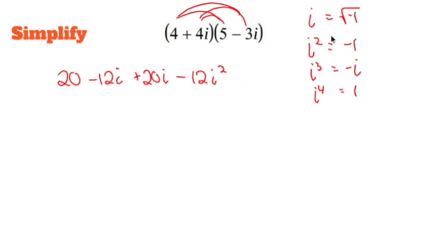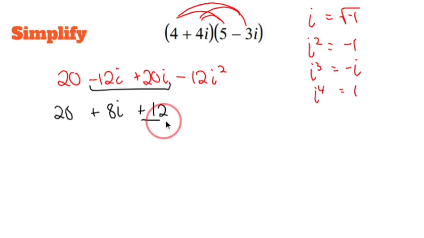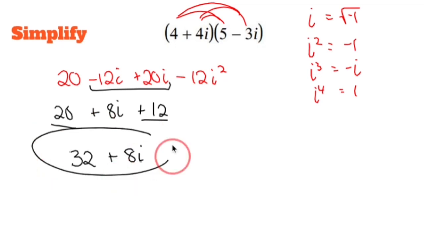Let's turn any of these i squareds, i cubes, or i to the fourths into something different. And while we're at it, let's combine these guys. So 20 still. Negative 12i plus 20i simplifies to 8i. And negative 12i squared becomes negative 12 times negative 1. Negative 12 times negative 1 is 12. 12 plus 20 is 32. 32 plus 8i is my simplified version of that FOILed problem. Now it's a complex number, and it's a pretty complex number.